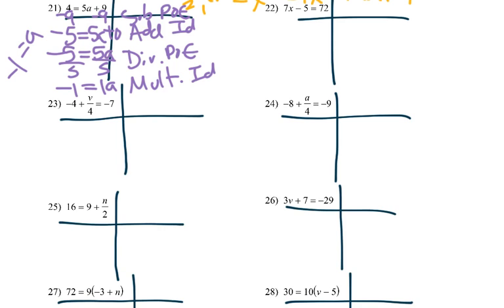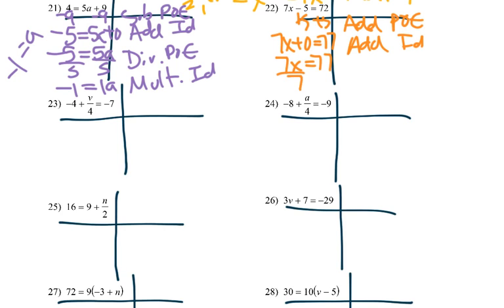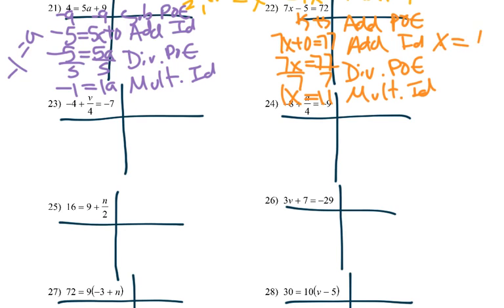Okay, then 22. We add 5 to both sides using the addition property of equality, giving us 7x plus 0 equals 77. Use the additive identity. We get 7x equals 77. Divide by 7. We get 1x equals 11. Using the division property of equality. Then using that multiplicative identity, we get x equals 11.